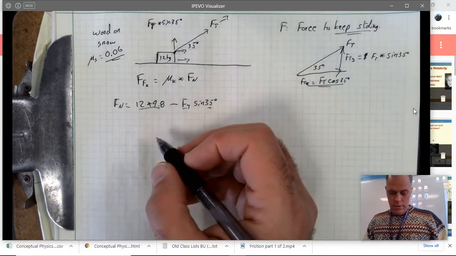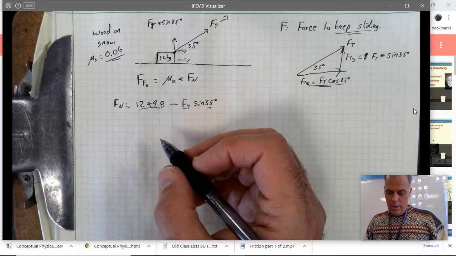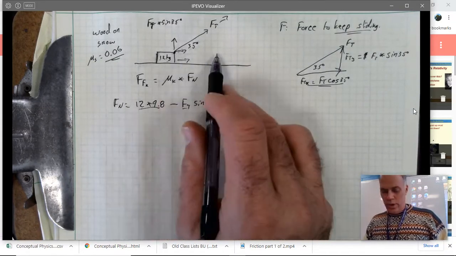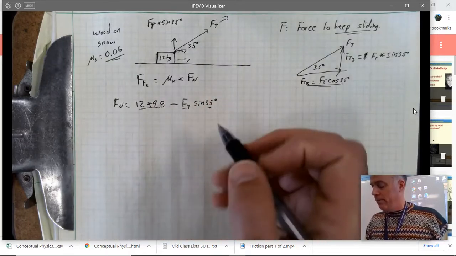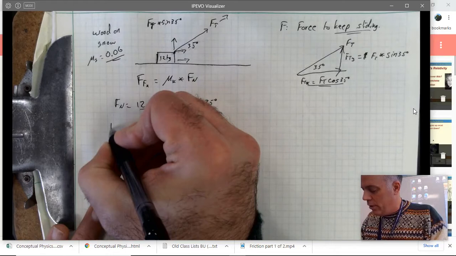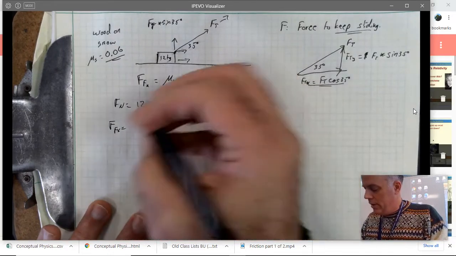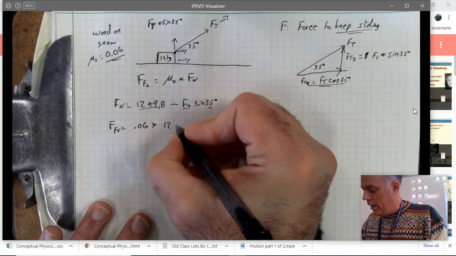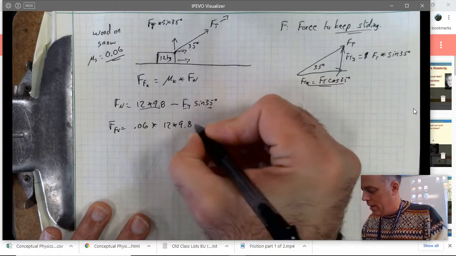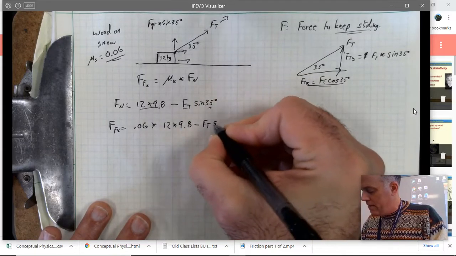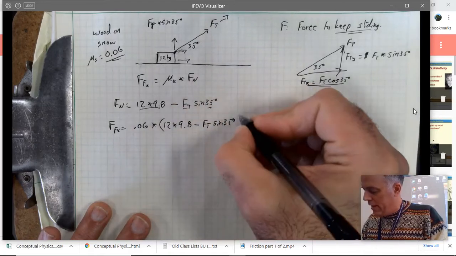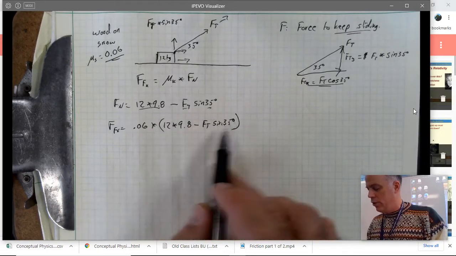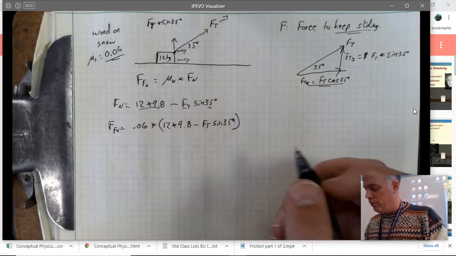All right, that's good. Now we need to know the horizontal force, which is required to, well, this will tell us the friction. Okay, so, oh yeah, I need to put this in here. So the force of friction, Ffx, is equal to 0.06, that's the coefficient of friction, times 12 times 9.8 minus Ft sine 35 degrees. And all of that is in parentheses because it's the coefficient of friction times all that, and all that is the normal force. Okay, so that's for our force of friction.